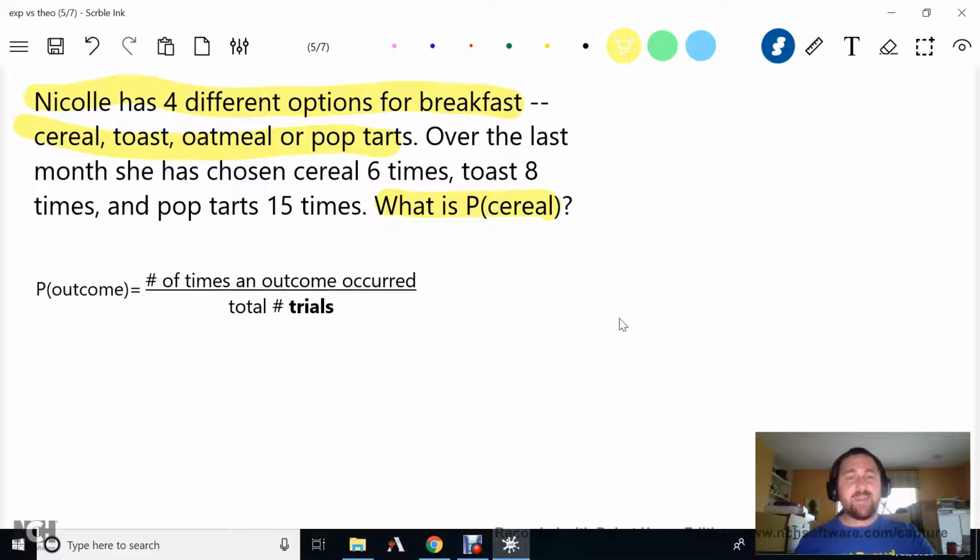But we see over the past that Nicole has not just been randomly choosing stuff. She has this preference. So she's chosen cereal 6 times, right?